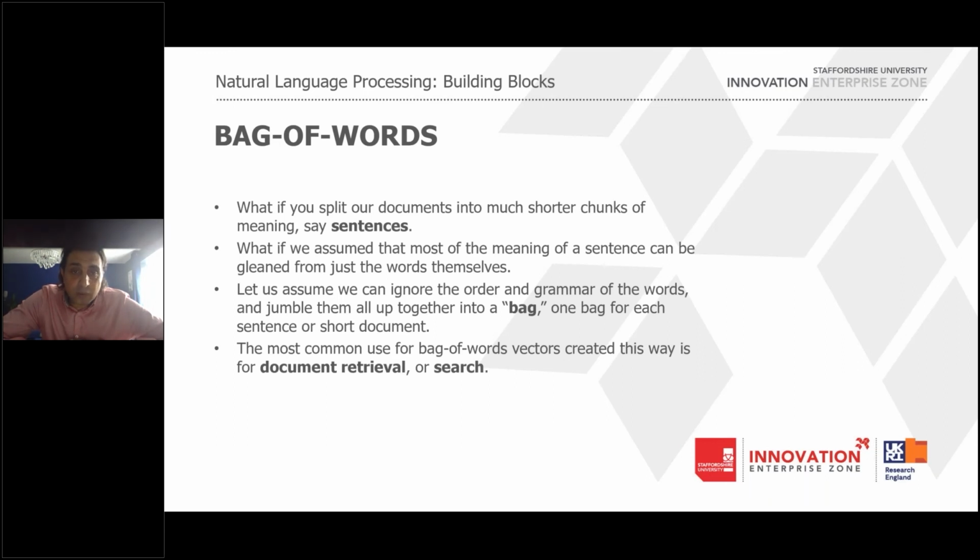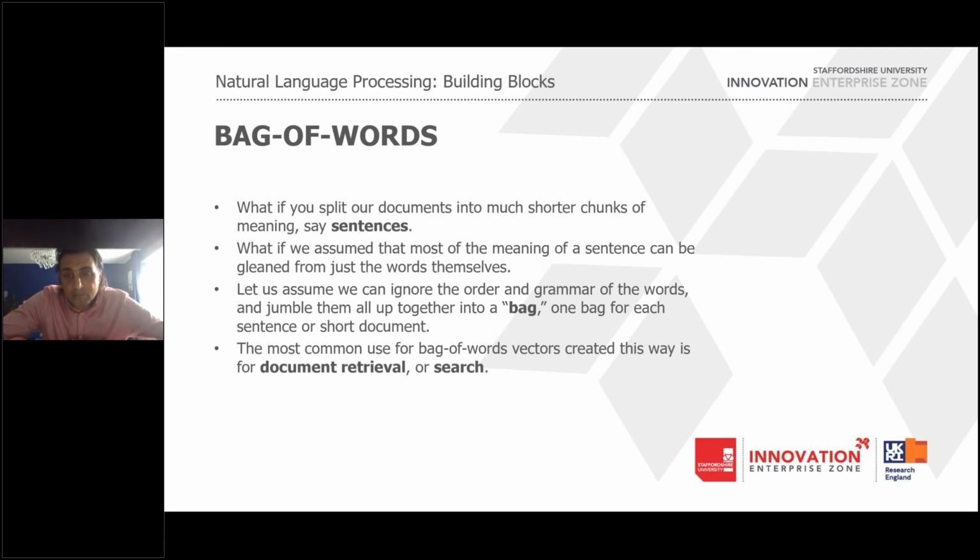So if we split our documents into much shorter chunks of meaning, say, for example, sentences, what if we assume that most of the meaning of a sentence can be gleaned from just the words themselves? Let's assume that we can ignore the order and grammar of the words and jumble them all up together into a bag. This is what we're going to try to do now, using these one-hot vectors and combining them into a bag.